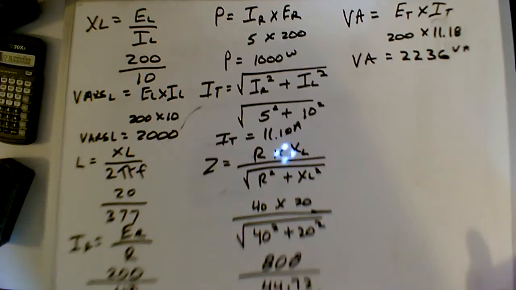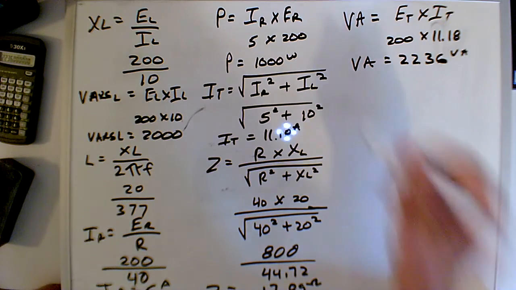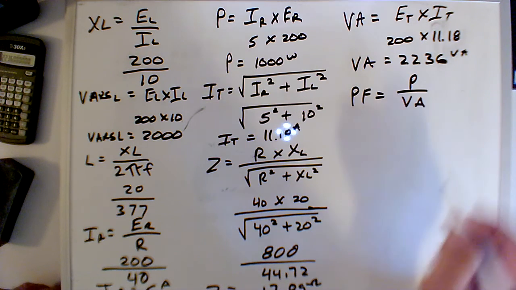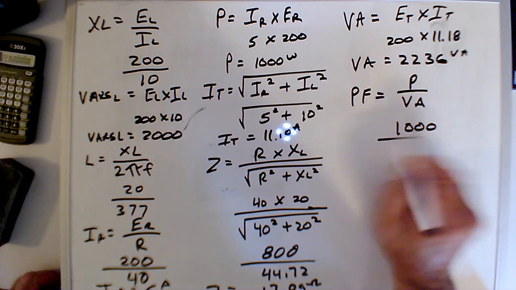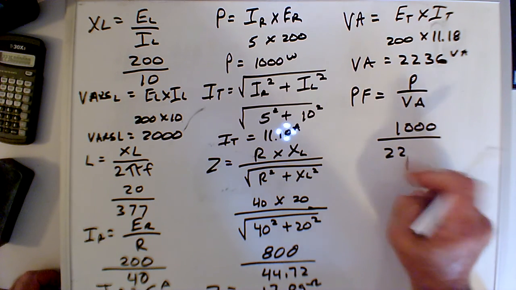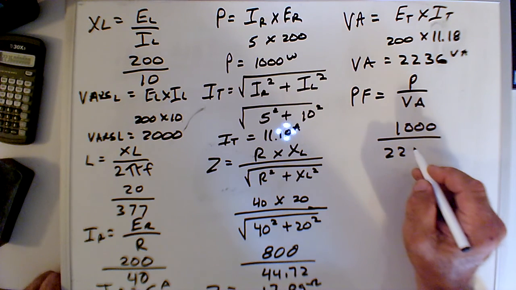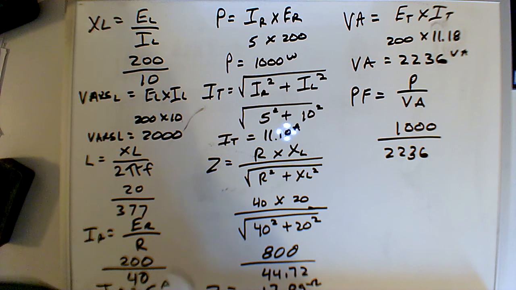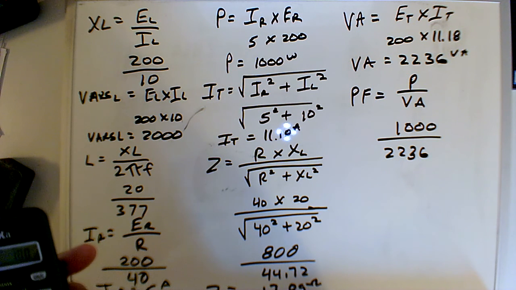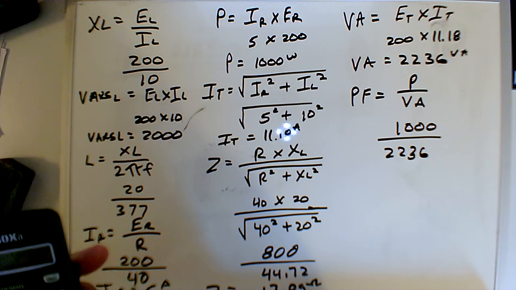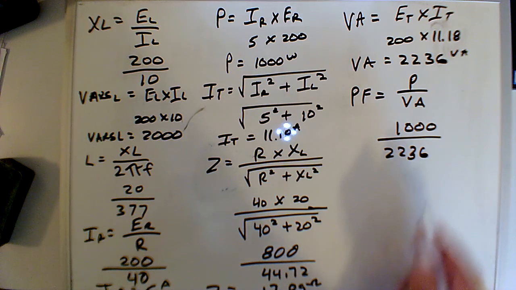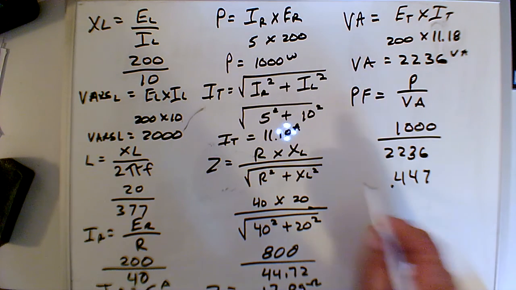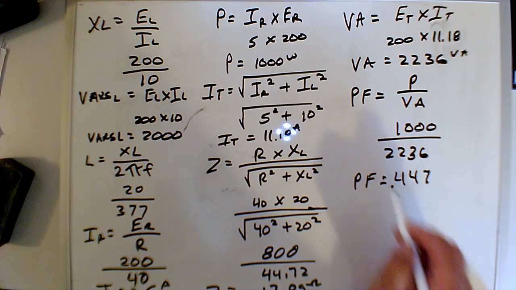Now if I want to figure out the power factor, I can use the VA and the P. To do that, power factor is equal to P divided by VA. 1,000 divided by 2,236 VA. We get out the calculator. 1,000 divided by 2,236 equals 0.447 as our power factor.